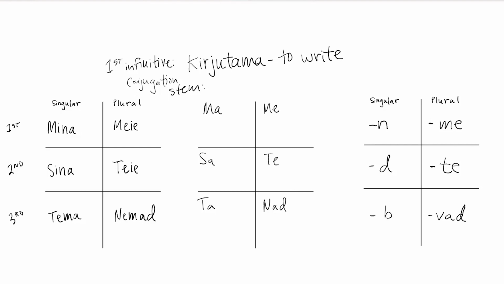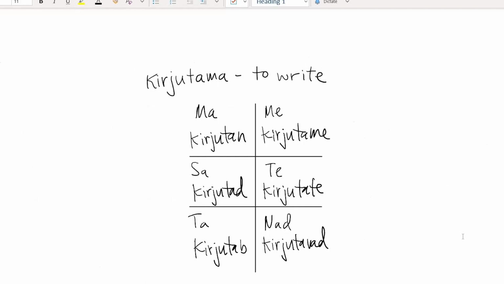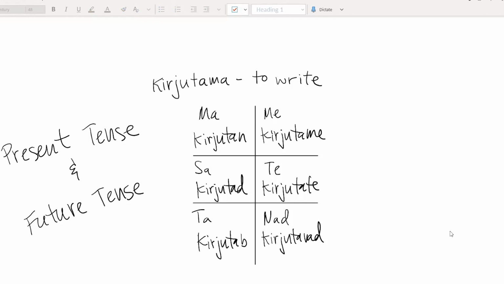So go ahead and do this one now with the shortened form of these pronouns. And there you have it. Go ahead and double check and see if you got everything correct. Now, as you look at this, it's important to realize that when we conjugate like this in Estonian, it is both present tense and future tense. So not only does ma kirjutan mean I write, it also means I will write in the future. So presently, I write and I will write.